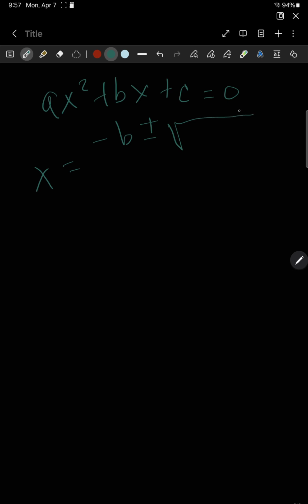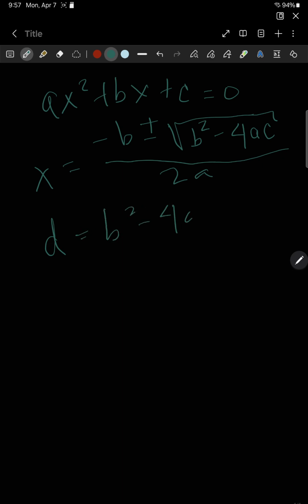Let me start writing some stuff. So I'm going to write it in green. This is the quadratic formula. You always gotta put what you're solving, and you have ax squared plus bx plus c equals 0. Then x is equal to negative b plus or minus the square root of b squared minus 4ac, quantity divided by 2a. The discriminant is what's inside the square root. We'll call it d, which is equal to b squared minus 4ac.